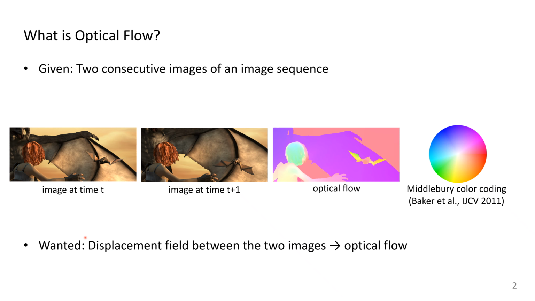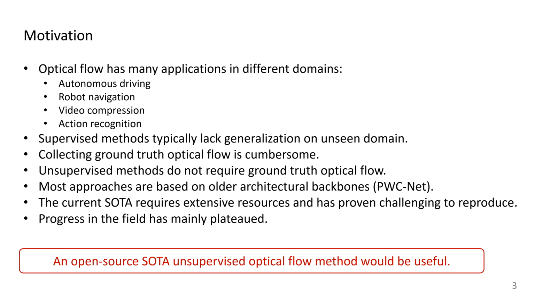I'll start by defining optical flow. If we have two consecutive images in an image sequence, for example image 1 and image 2, we want to compute the motion field between the two images. From image 1 to image 2, that would be the forward flow. This flow shows where each pixel from image 1 moved to image 2. And you can see a visualization of optical flow where different hues show different orientations of motion and saturation shows the flow magnitude.